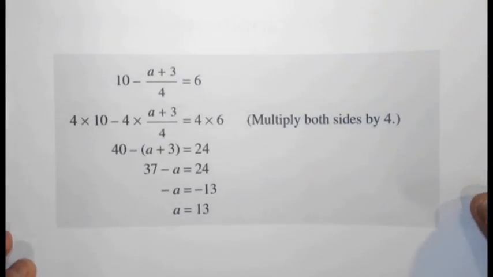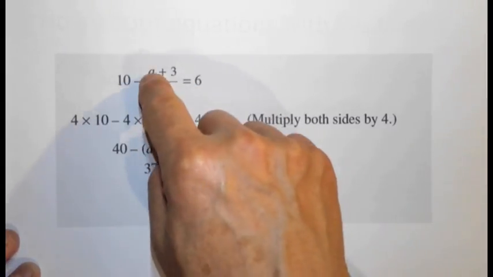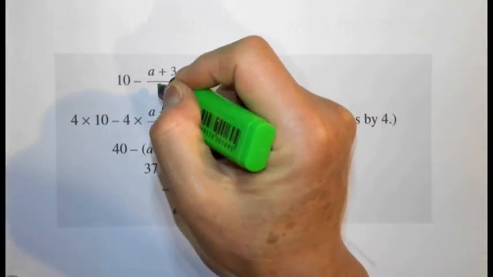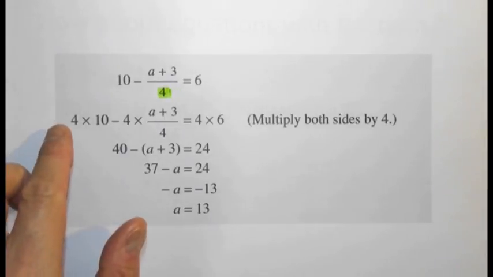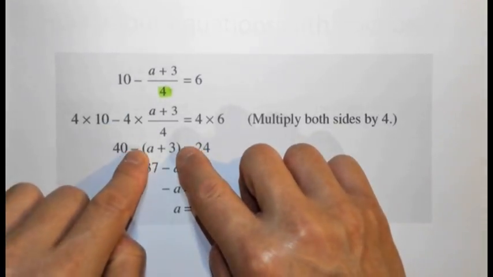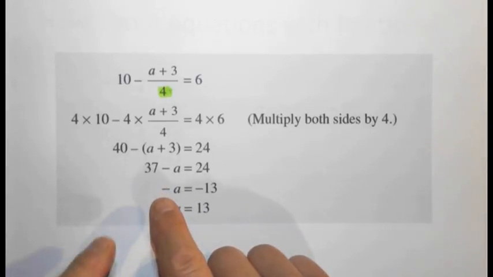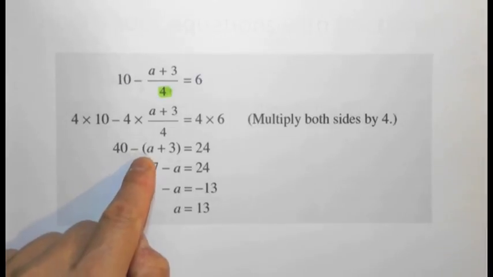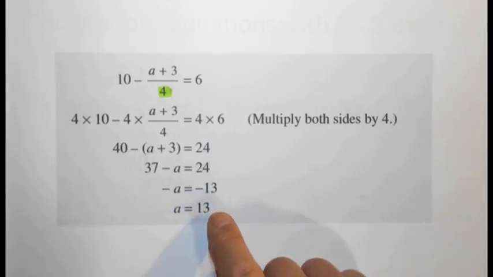Another example, only one of them is a fraction. In this case, what we do is look at the common denominator, which is 4. So multiply both sides by 4. We have 40 - (a + 3) equals 24. Collecting like terms, 40 minus 3 is 37, and minus a, equals 24. Therefore, a equals 13.